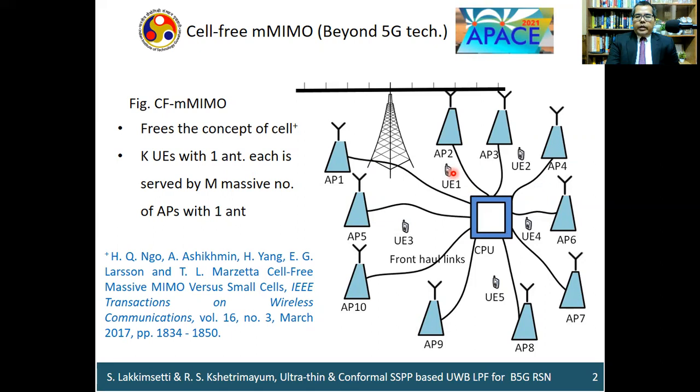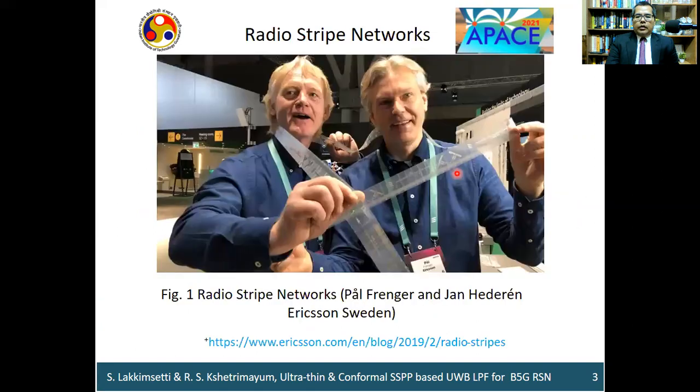The technology which will enable this cell-free massive MIMO was proposed by two scientists and engineers at Ericsson, Sweden, Paul Frenger and Jan Heredent, somewhere in 2019. They call this radio strip networks. As you can see here, radio strip networks look like a sellotape. All the circuits will be printed on a very thin layer like a sellotape. It can be rolled out, it can be stuck on any surface. So this is very easy to implement.